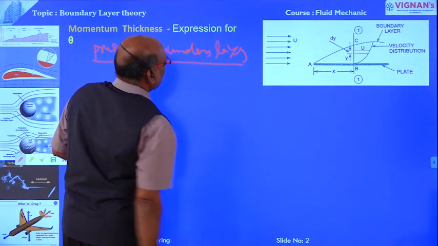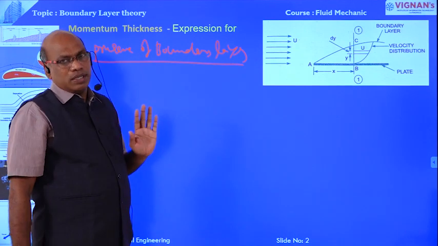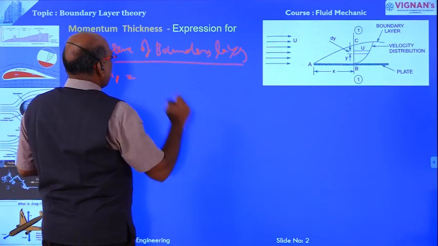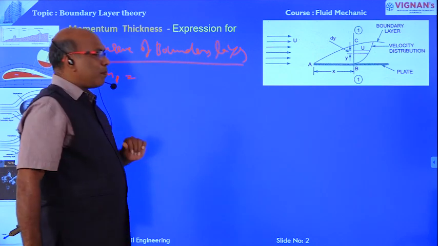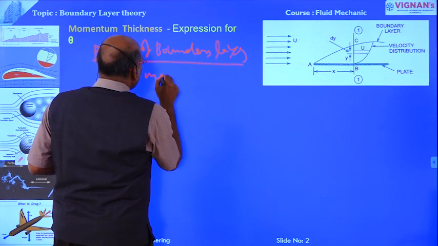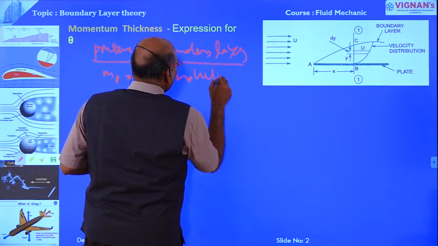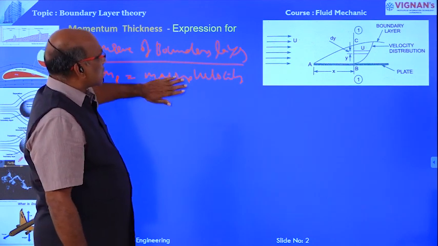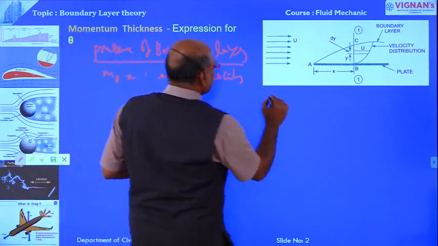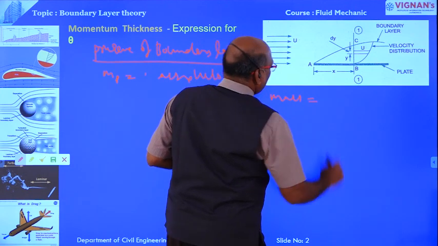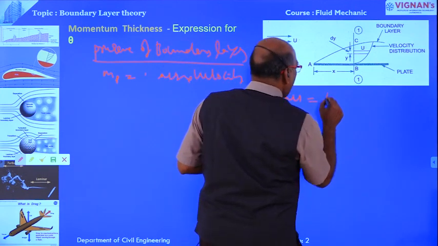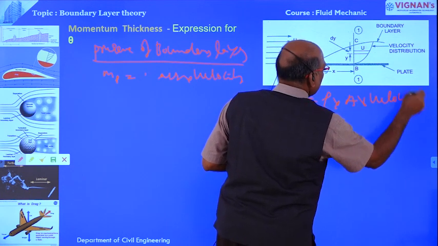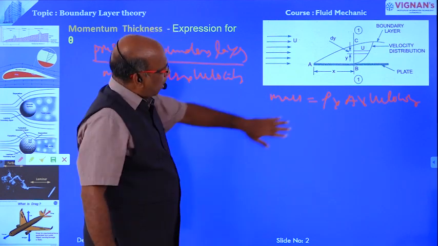Presence of the boundary layer, what is the momentum of the flowing fluid? Momentum equals mass into velocity. First we are going to determine the mass. What is the standard formula? Mass equals mass density into area into velocity. Mass density is very clear.